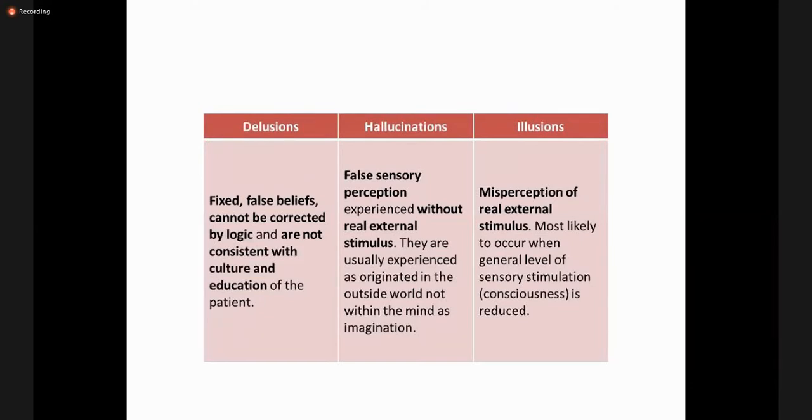So hallucinations and illusions are misperceptions. Right? Delusion, on the other hand, is a form of thought disorder. They are false, firm beliefs which are not real. They cannot be corrected with argumentation or by logic. And they are not consistent with the culture and education of the patient.